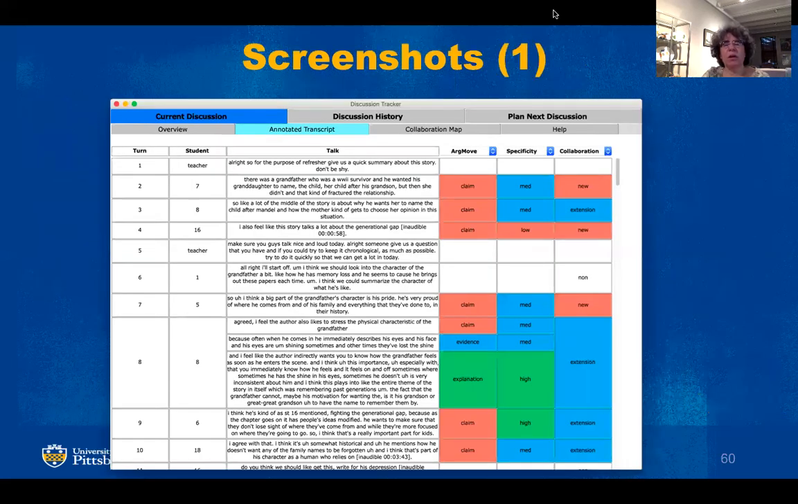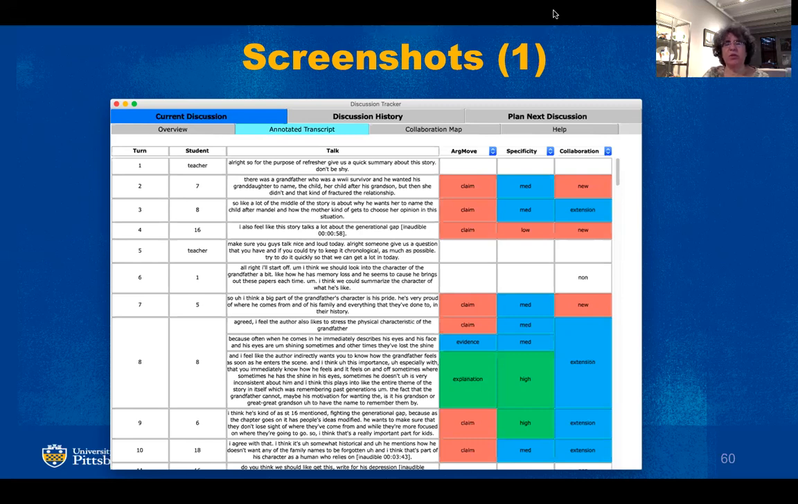Briefly, the Discussion Tracker system has a number of screenshots that are seeded by the output of the NLP algorithms. For example, we can show teachers the annotated transcripts where they're broken up into turns, labeled with respect to different speakers. The turns are segmented into argument moves or argument components, ADUs, and labeled with respect to the argumentation output that we talked about earlier. And as I said, there are also some other dimensions which are not the focus of today's talk. There's also options to see historical information.